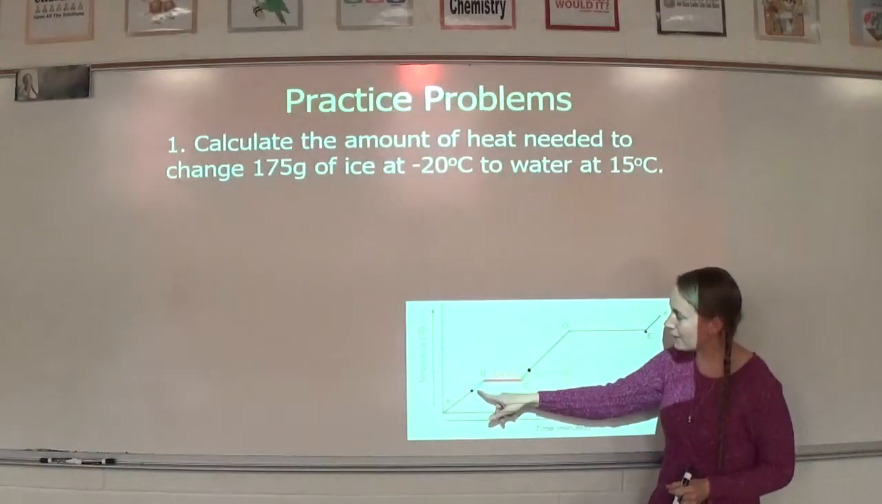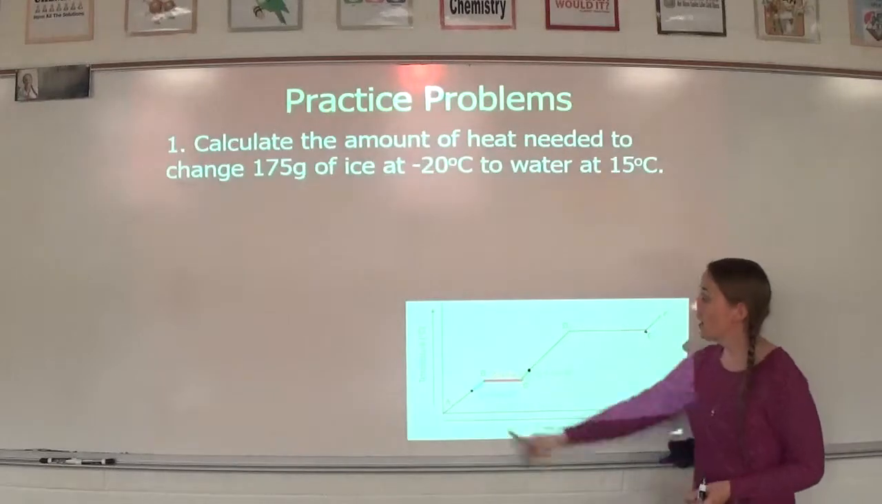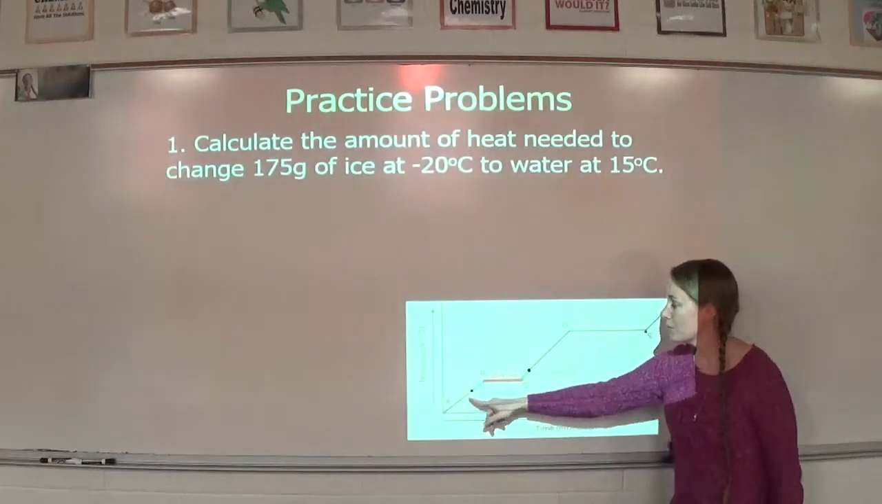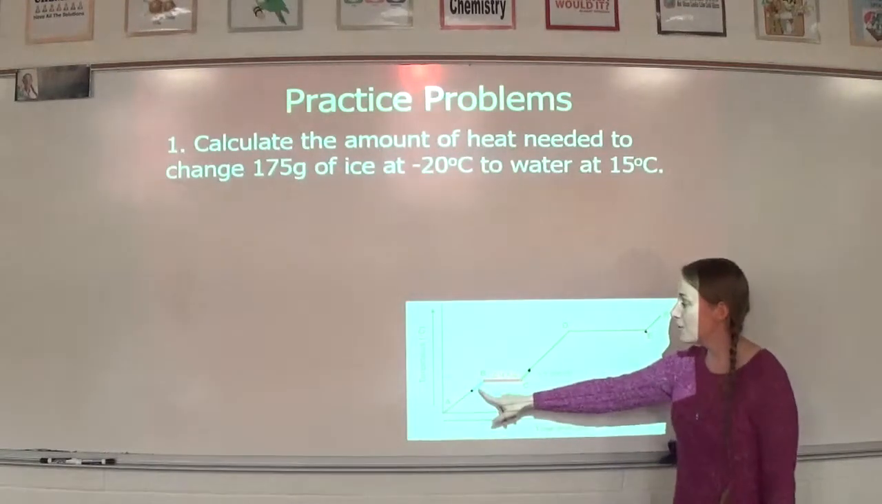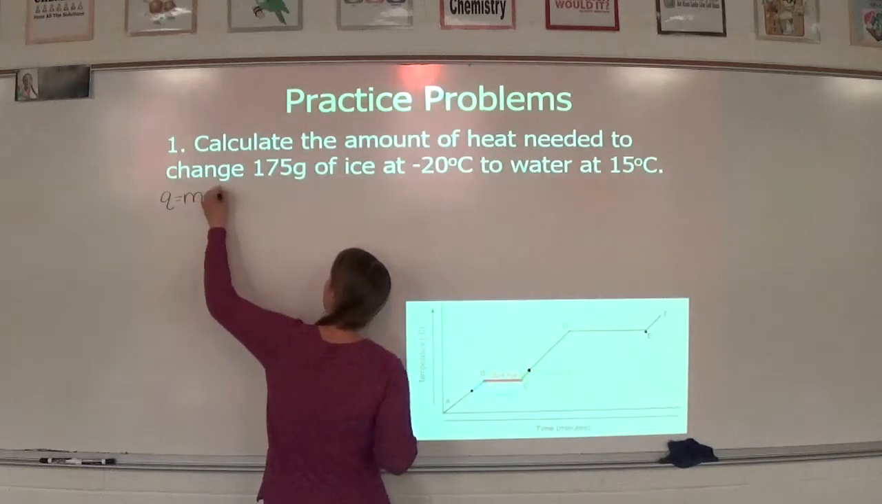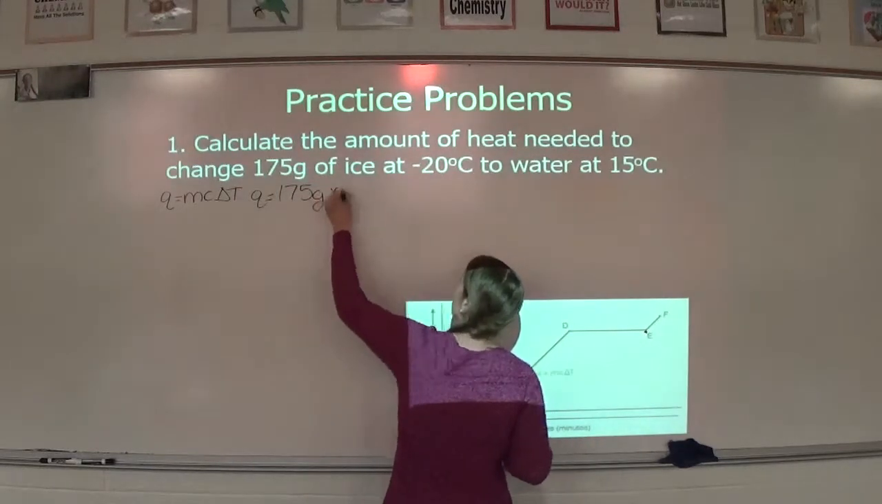So if you look, I have a blue line, a red line, and a green line, so I'm going to have 3 steps for this one. All right, so on my blue line, I'm just going to tackle that one first. I have a temperature change. Remember, the 3 slanted lines, you can use Q equals MC delta T. So I'm down here in the blue, so I'm going to use Q equals MC delta T. So my mass is 175 grams.